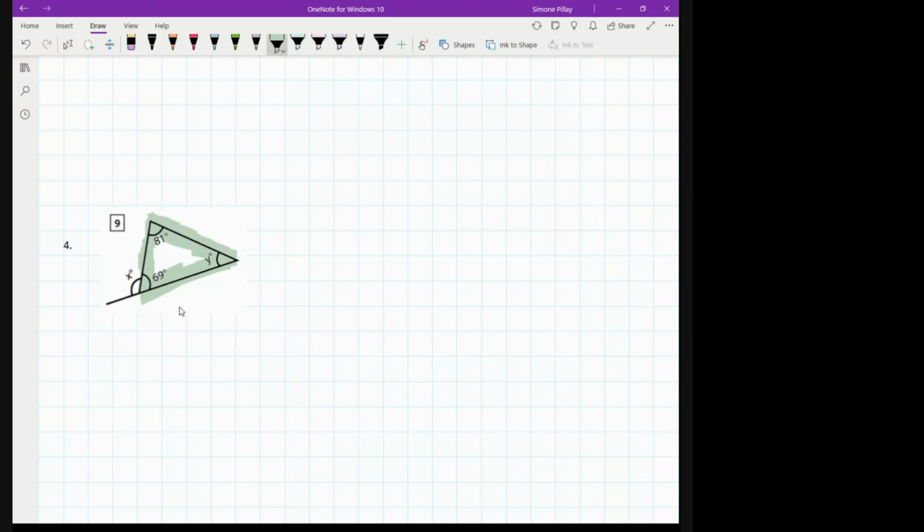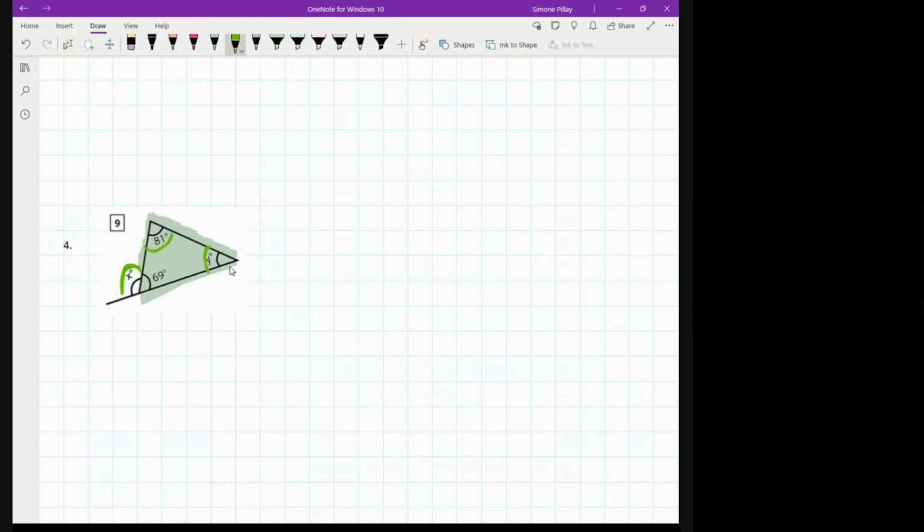I see a triangle. The first thing I know about triangles, I learned rules that specifically relate to triangles. What are they? The interior angles of a triangle should add up to 180, and the exterior angle should equal the sum of the interior opposite angles. So let me look. I see an exterior angle, and this exterior angle should be equal to 81 plus y.